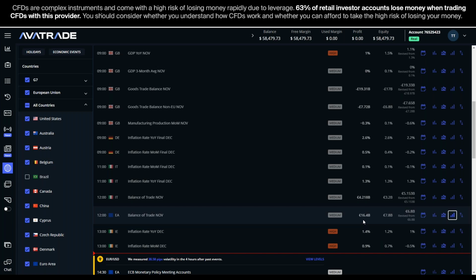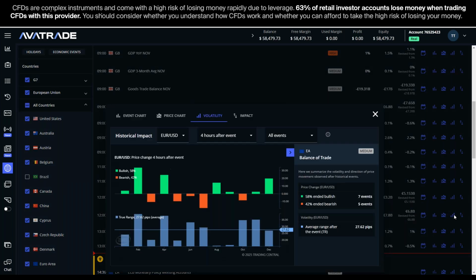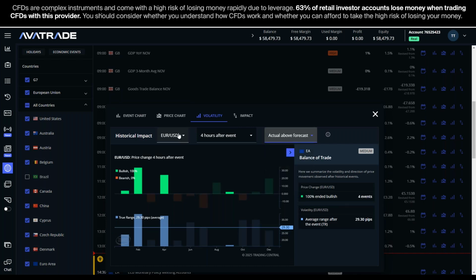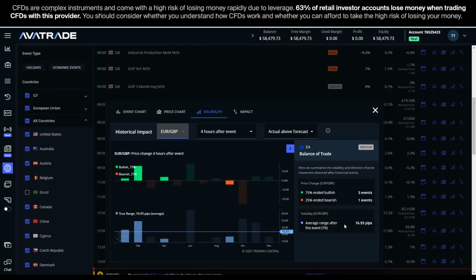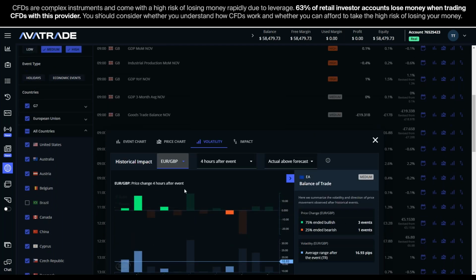So we could take a look at the live chart, maybe pair it against the pound because we know the pound had bad data today, which should work against the pound strengthening. And we can see from the history when this came out the way it did, the euro tends to strengthen, not just against the USD, but if we look at the pairing against the pound, when this came in above forecast, up 100% of the time against the USD. If we can find it, there it is, Euro GBP, also up the majority of the time, 75% of the time, 3 out of 4 times up.